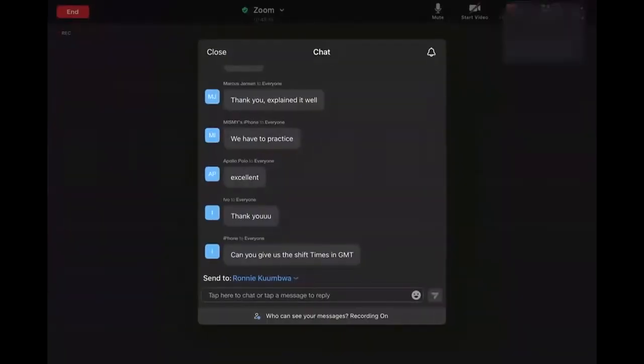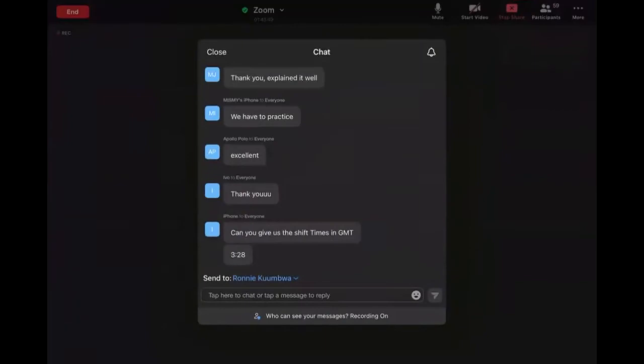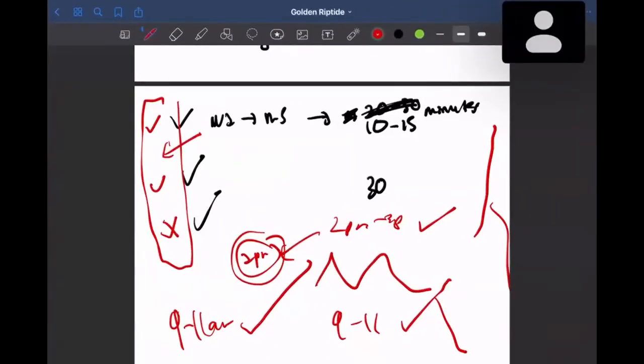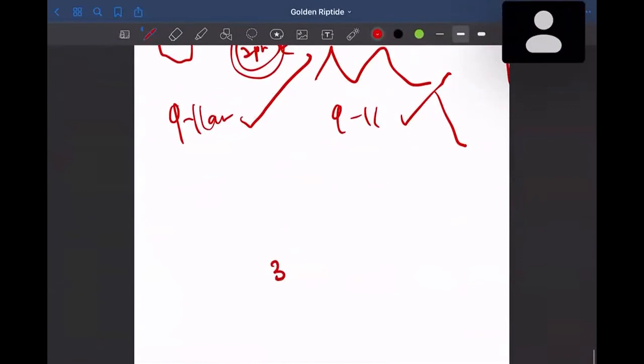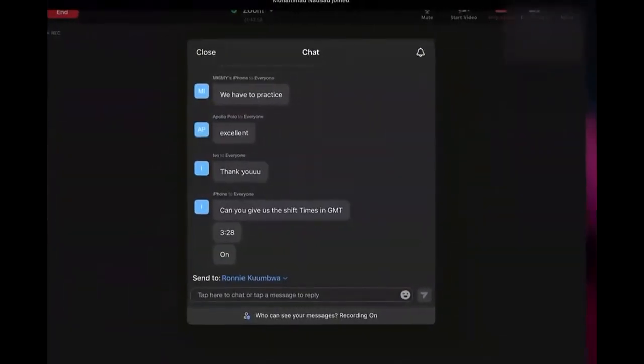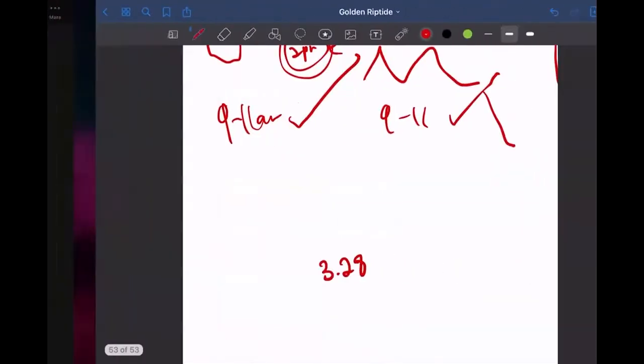Can you give us the shift times in GMT? So right now, iPhone, what time is it on your time right now? What time is your time right now? 3:28 a.m. or p.m.? p.m.